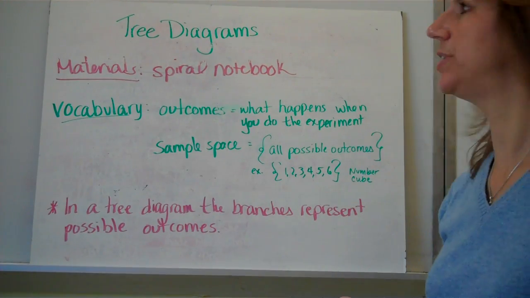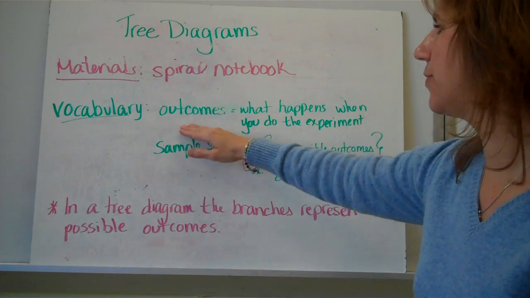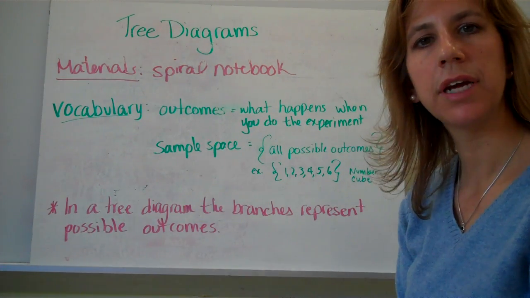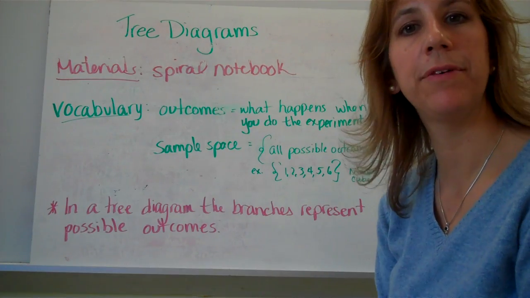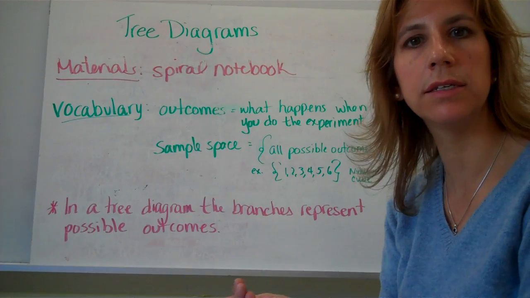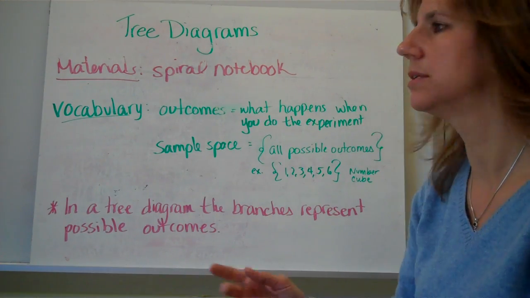Alright, this video is all about tree diagrams, and you're going to need your spiral notebook. These are the vocabulary words I'd like you to copy down. Pause the video if you need to. Outcomes are things that could happen from your experiment. If you're flipping a coin, and you flip that coin and you get tails, that is your outcome. Tails is your outcome. That's what happened.